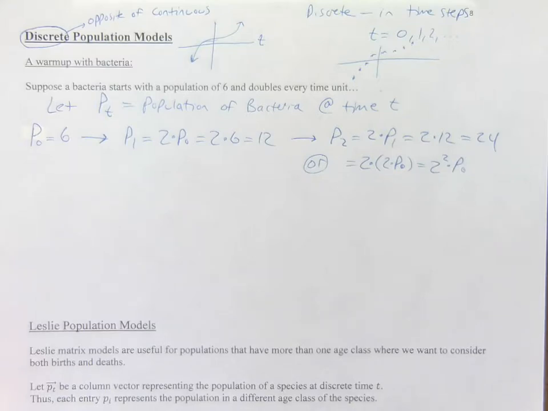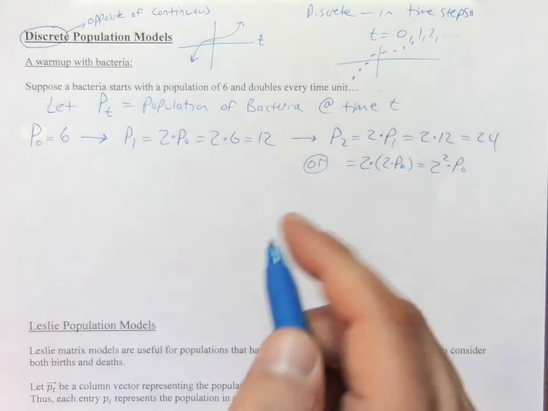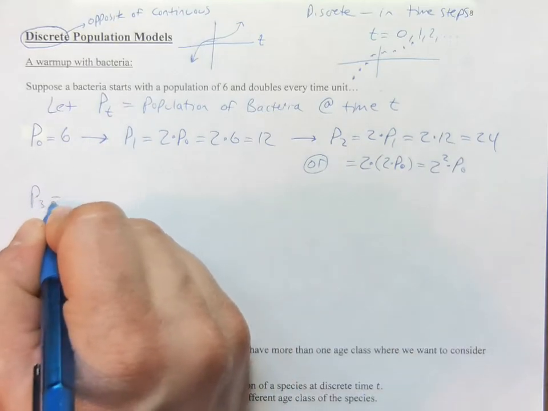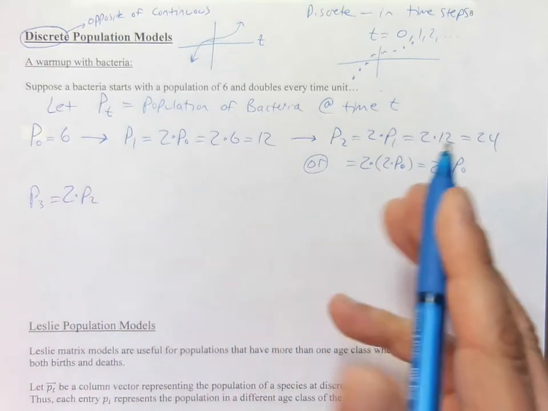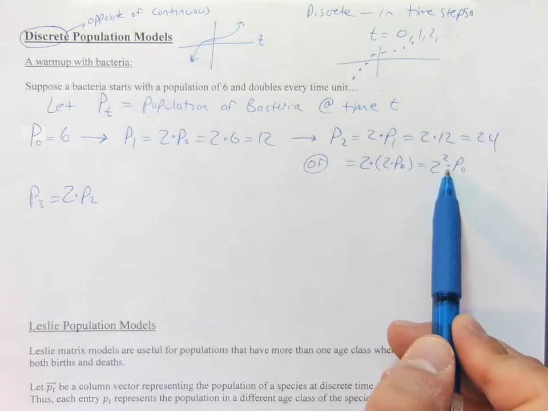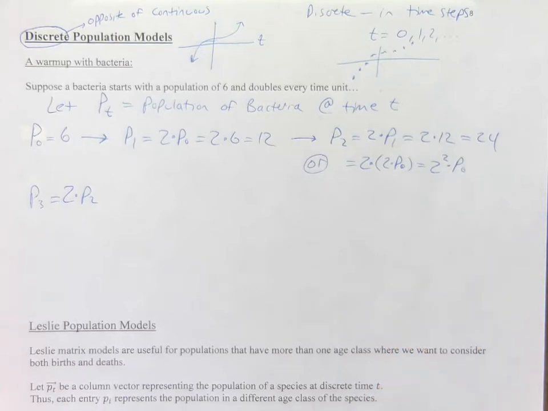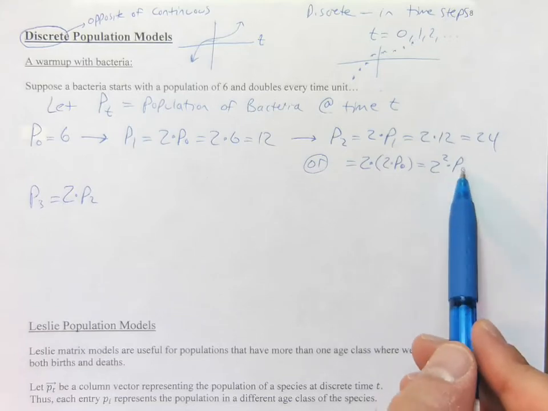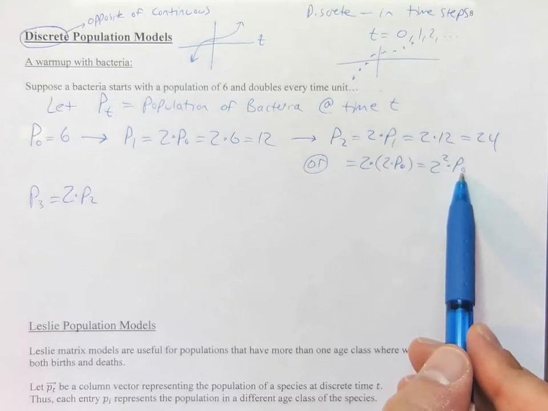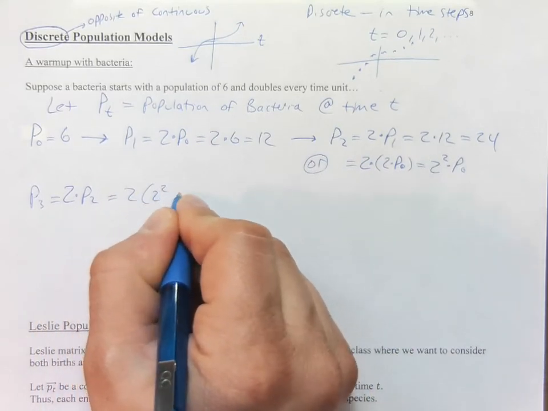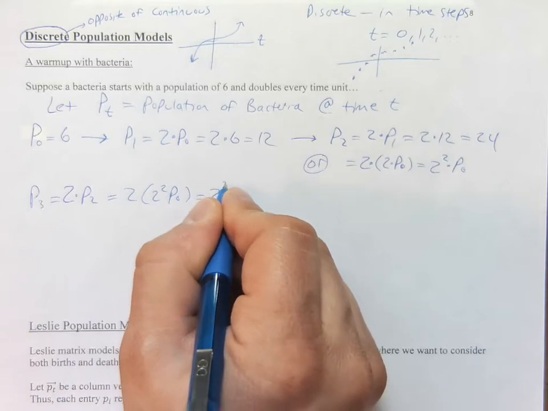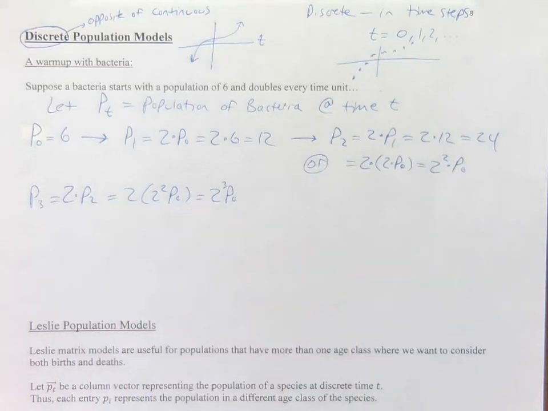Let's look at P3 and P4 and see if we can come up with a pattern. So P3, the population at the third time step, should be twice what we had at the second time step. And this formula right here, 2 squared times P0, is P2. And so we could write this as 2 times 2 squared P0, which is 2 cubed P0.